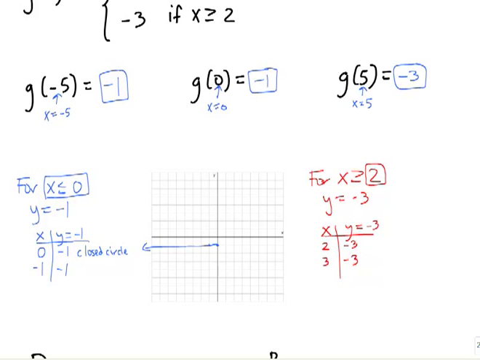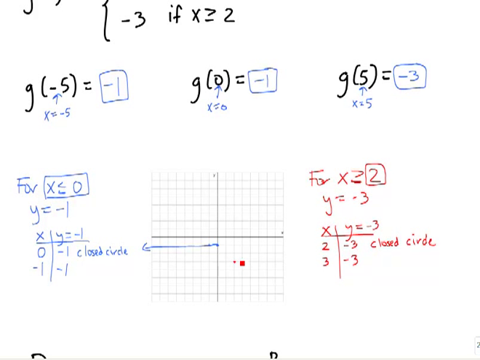Because 2 had an equal bar in the inequality, that means I get to include it. So this 2, -3 point needs to be a closed circle. And that's going to be my starting point. So 2, -3 would be right here, nice closed circle. 3, -3 would be right next to it.